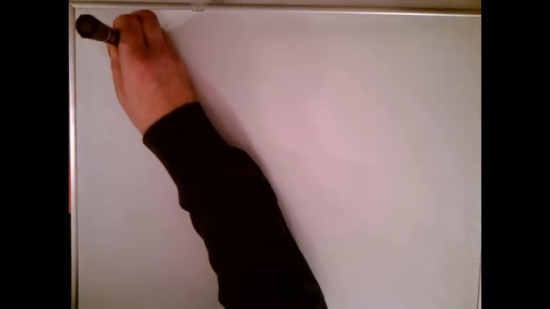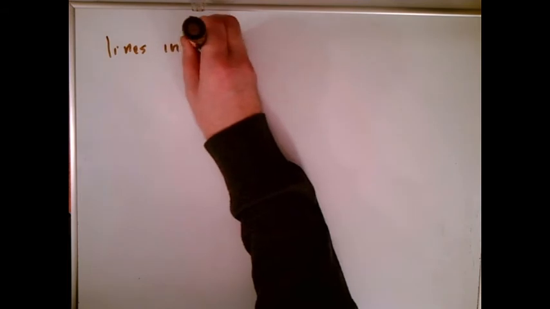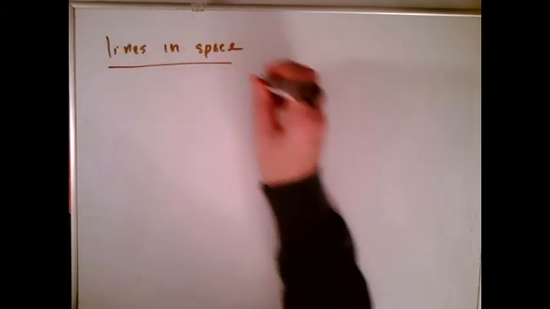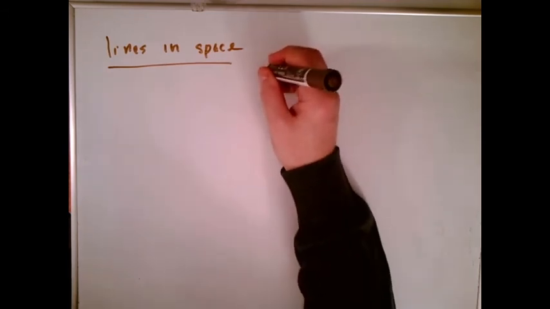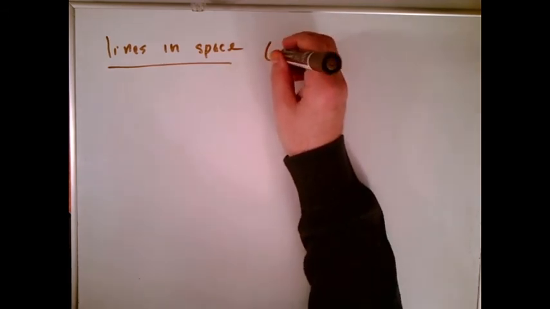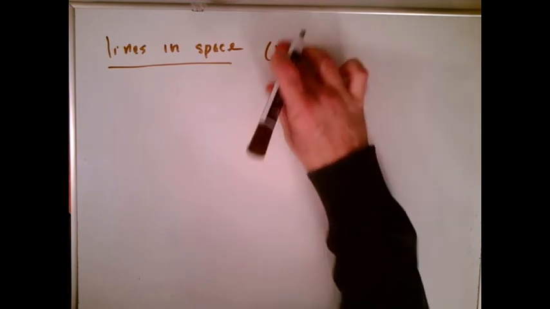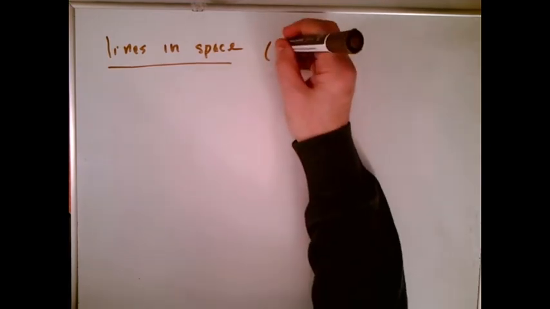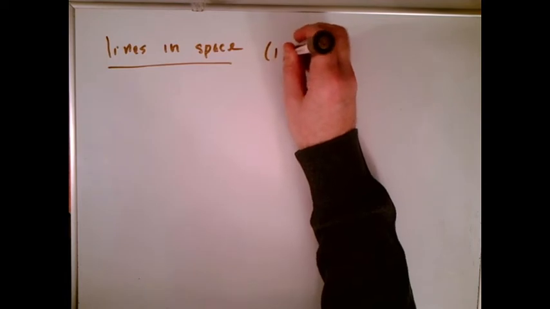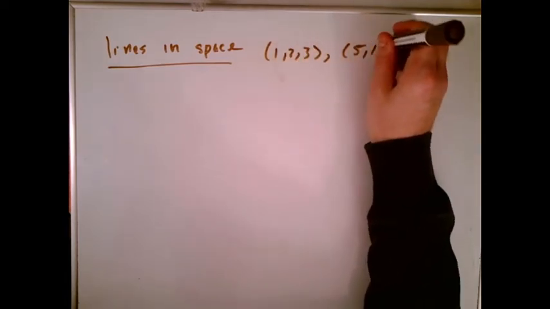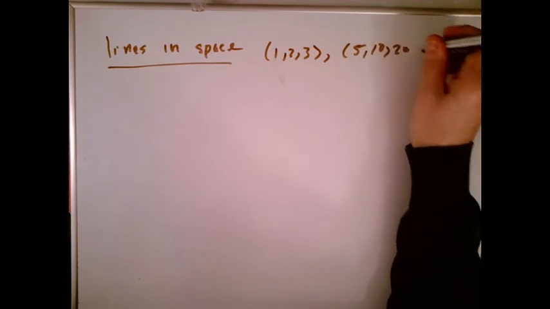If I want lines in space, what we want to do is define a line between 2 points. So I'm going to have a starting point. Let's do an example first. I say I want to start at the point 1, 2, 3. I want to end at the point, say 5, 10, 20.